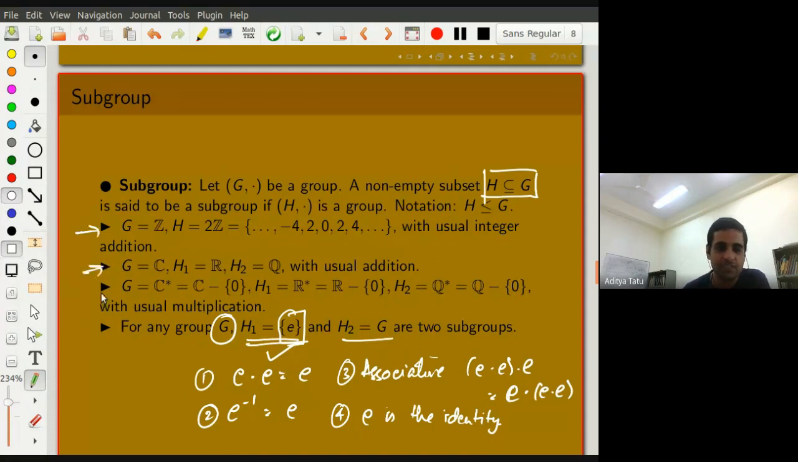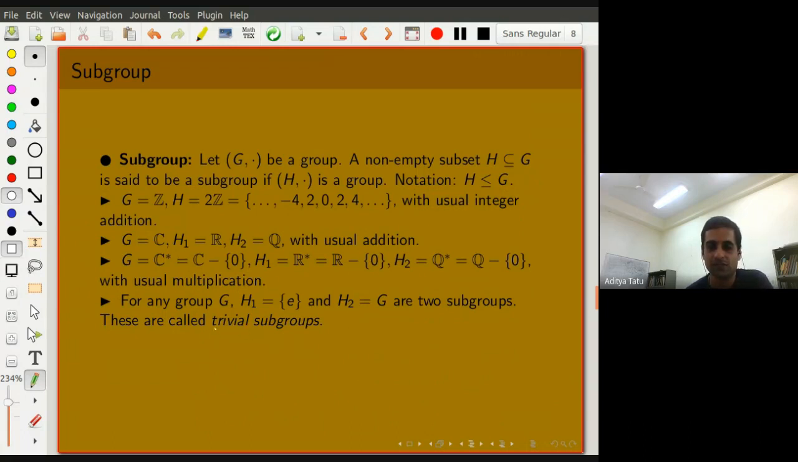Okay, so these three over here are examples taken from specific groups, not abstract groups. The fourth one over here is applicable for any group. But you can see that there is nothing interesting about these two subsets, H1 and H2. One is just the identity element, the other is the entire group itself. For this reason, these two subgroups are called trivial subgroups. Trivial in the sense that there is nothing interesting about them. One contains only the identity, the other contains the entire set. So these are called trivial subgroups.